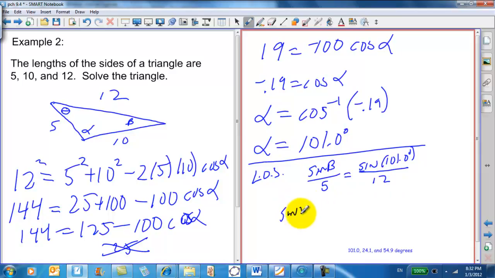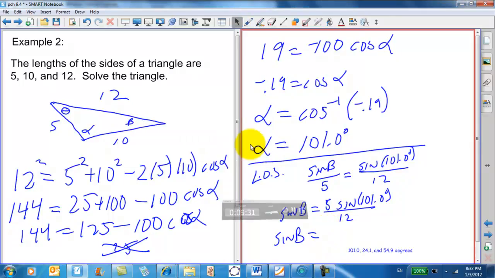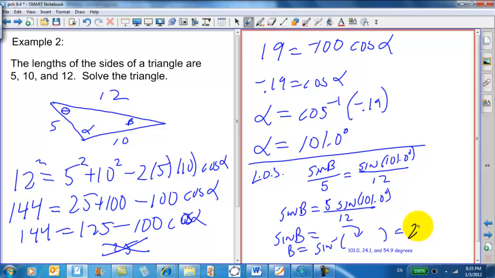I find this easier than setting up the whole law of cosines again. The sine of beta equals 5 sine 101.0 degrees over 12. Let's pause a bit. The sine of beta equals, well, keep it in your calculator because you're just going to go ahead and do beta then equals the inverse sine of the answer you got from up here, and you get 24.1 degrees.